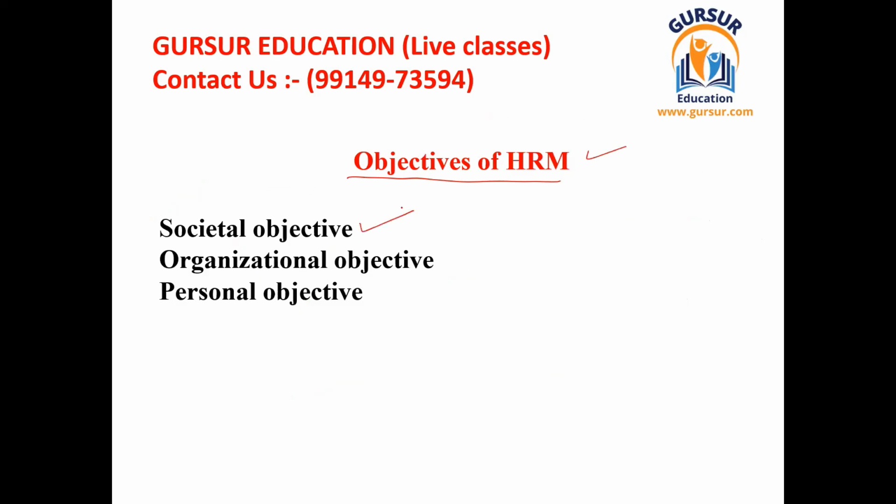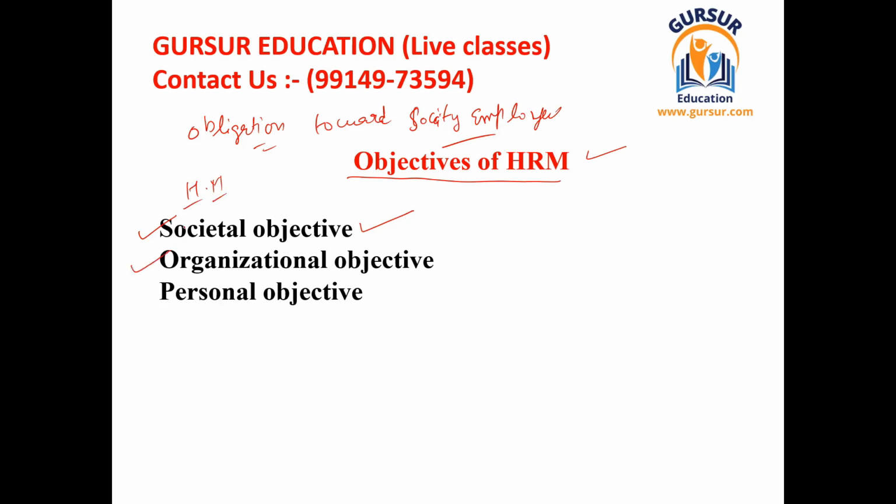First are societal objectives. Whatever the obligations a company has towards its society and its employees, these come under the societal objectives. So a company has to achieve its social objectives, and these can be achieved only if they are properly managing their human resources or their employees.